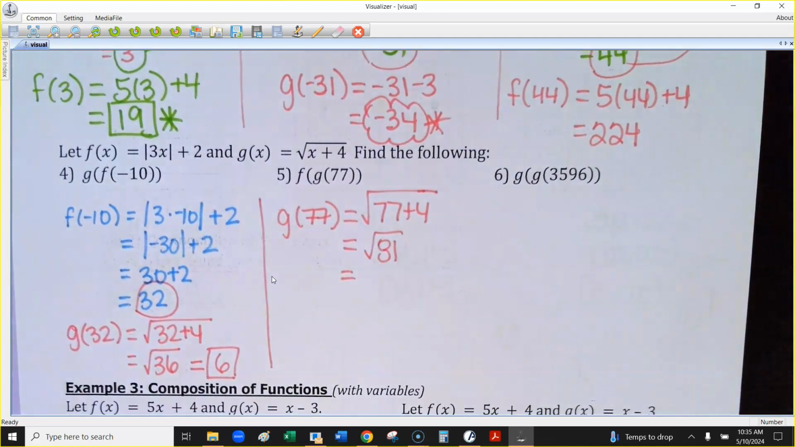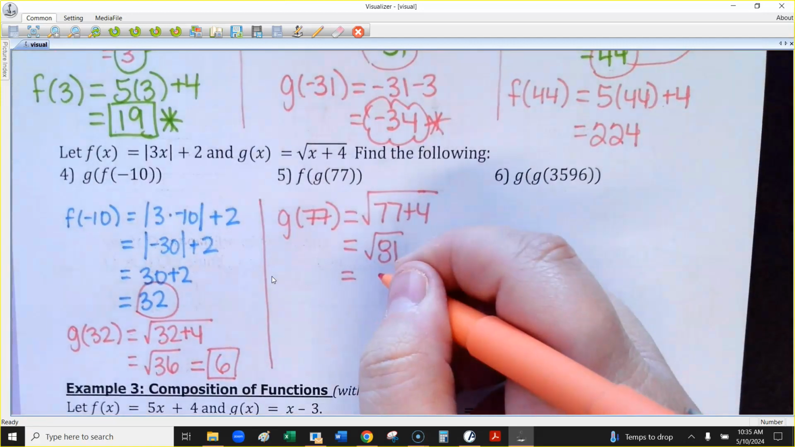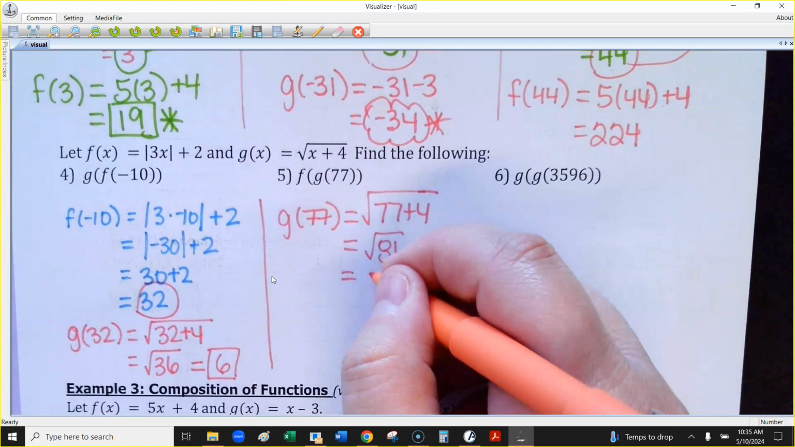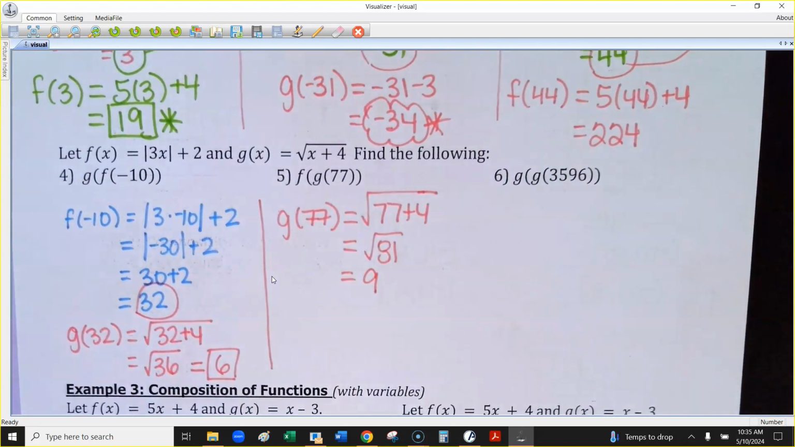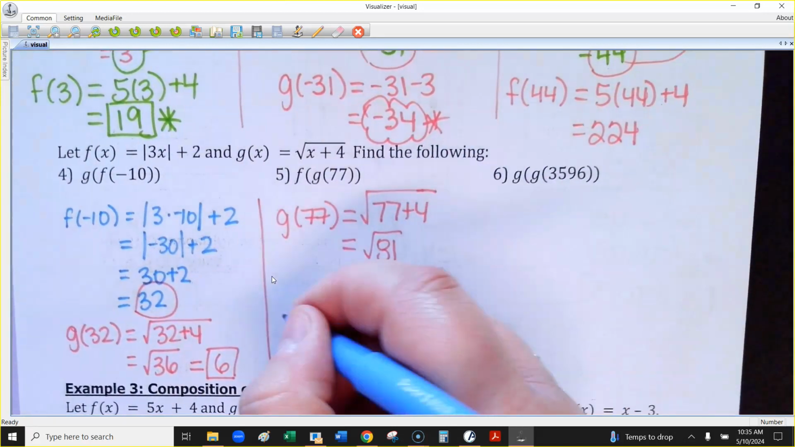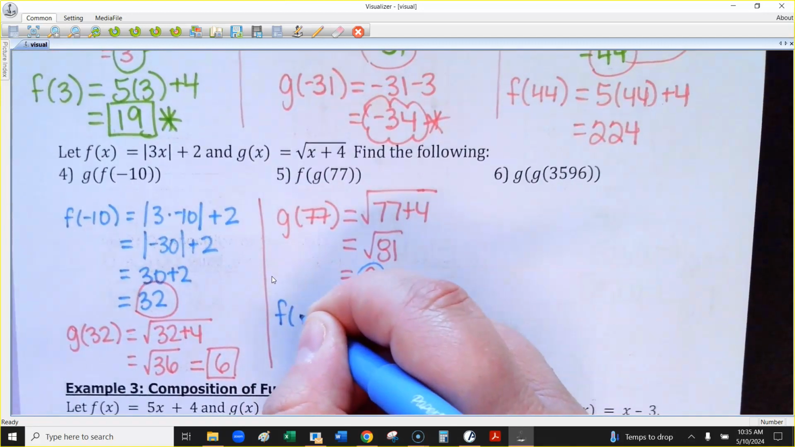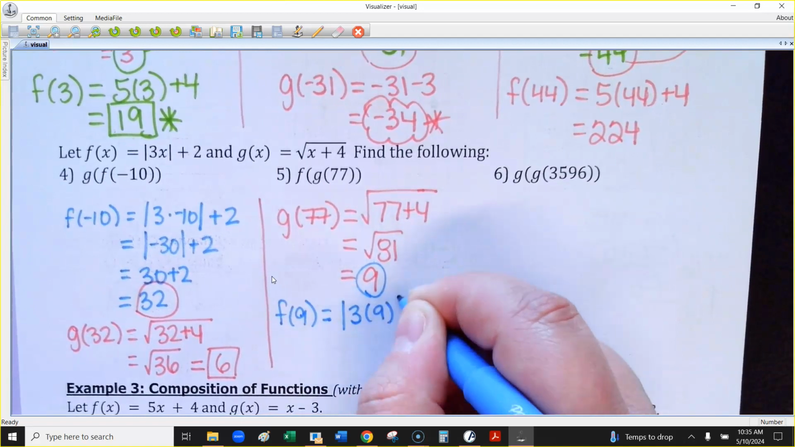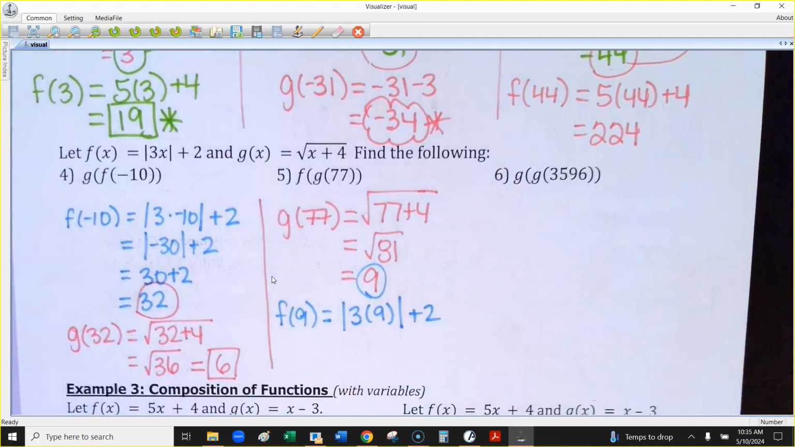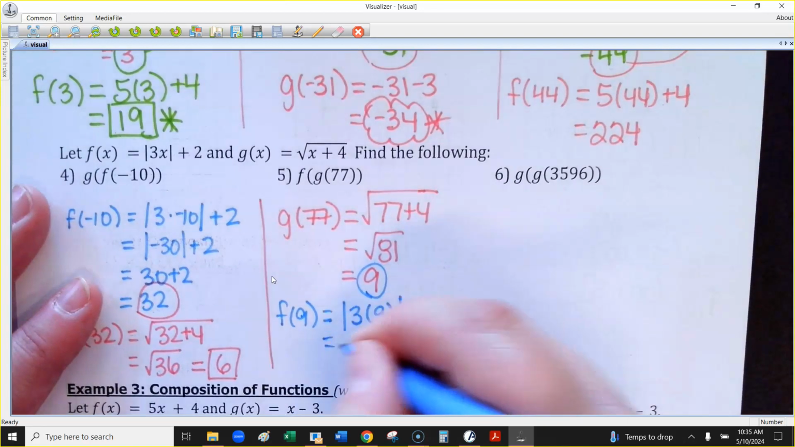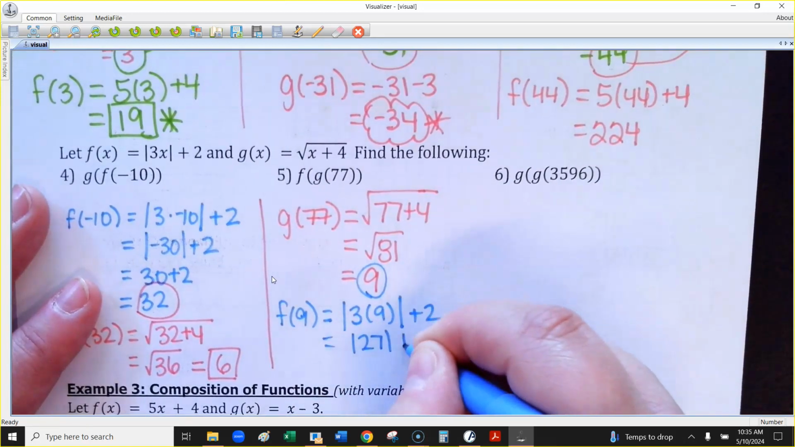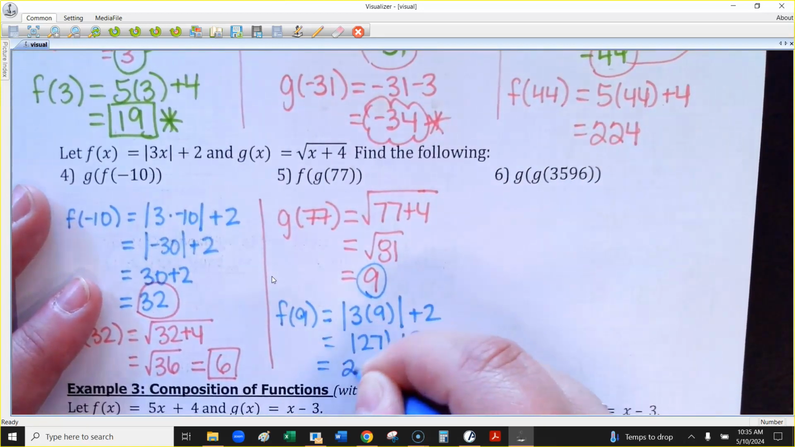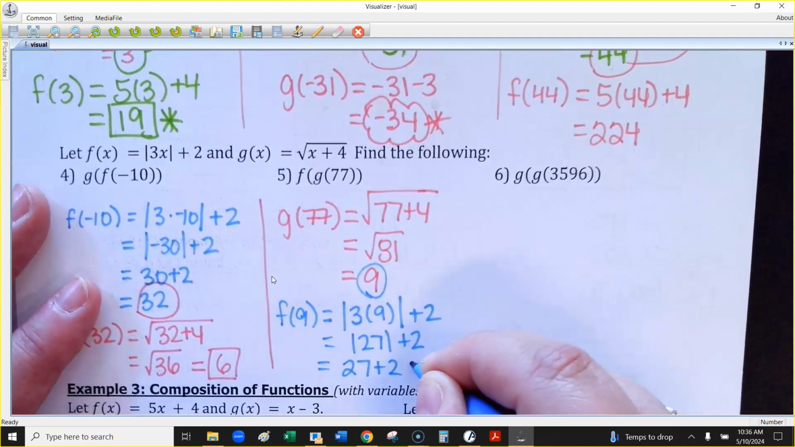So same thing, the square root was already in the problem. I did not introduce that to solve it. So what's the square root of 81? Just 9, right? Okay, once you've got that, we're going to plug 9 into the f of x function. So I'm going to do f of 9. Now, this is not really going to make a difference because it's a positive number, that you've got an absolute value there. But you'd have the absolute value of 27 plus 2, which would just keep it positive 27 plus 2, and my answer would be 29.